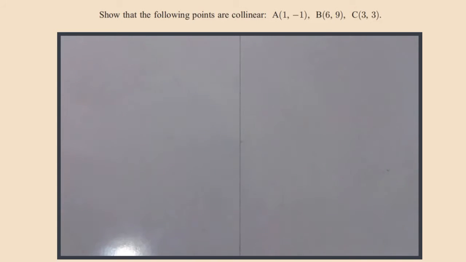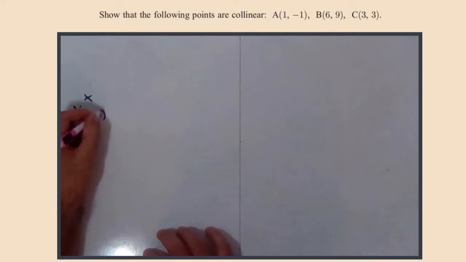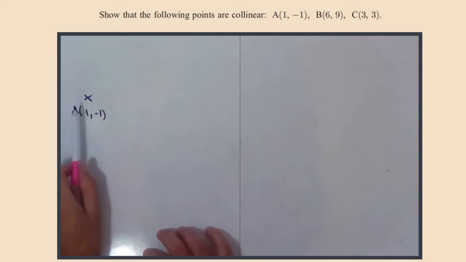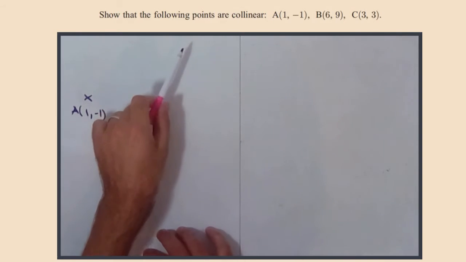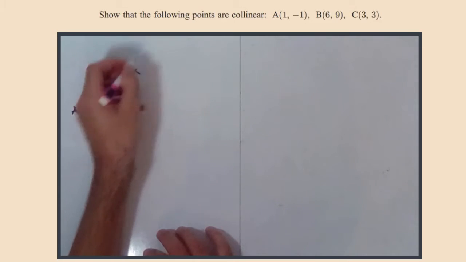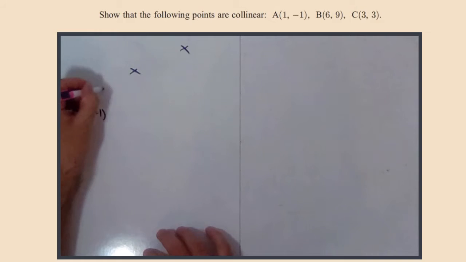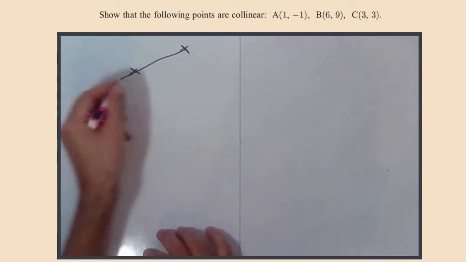But if I draw a little sketch, hopefully we'll see what we need to do. And in fact, they're quite simple points. So if we start with A, say A's here, and we know A's at (1, -1). B goes all the way to (6, 9), and C's at (3, 3), which is kind of in between this. So if I put C and then go to B, something like that. That's probably not bad there.